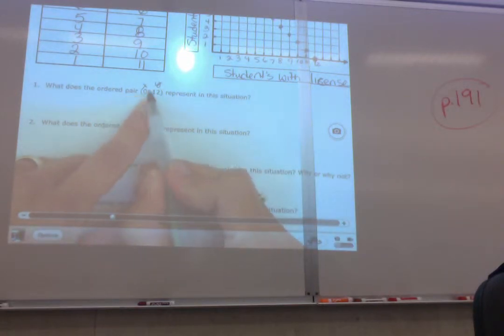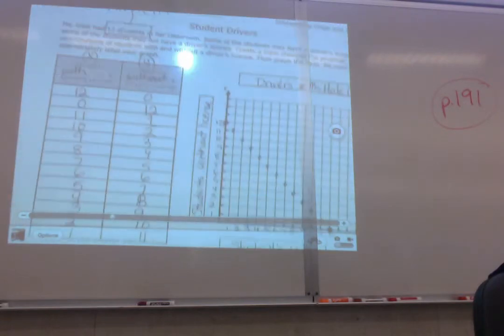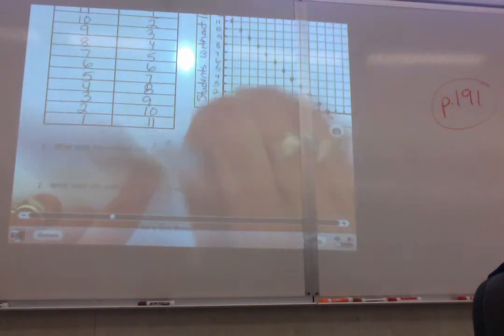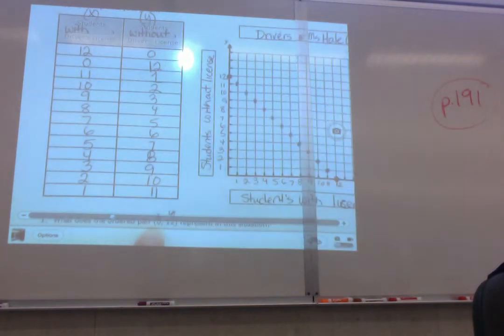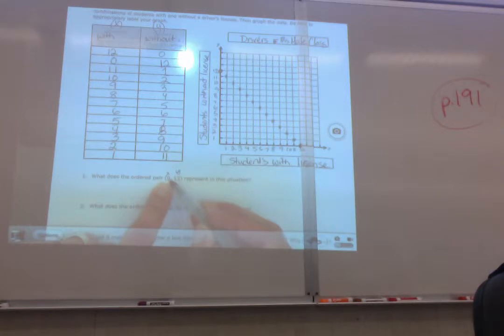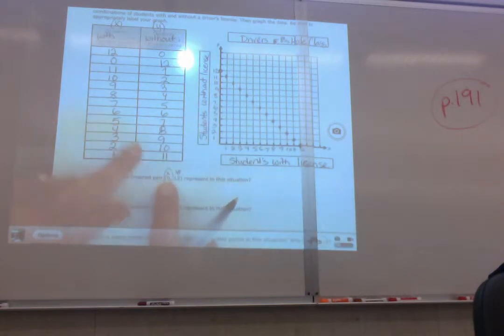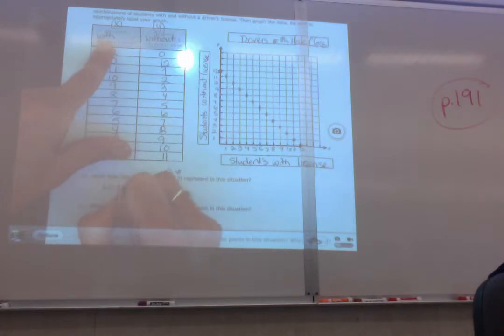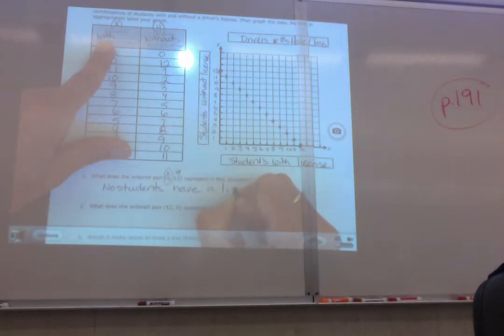This 0 is an x, that 12 is a y. In our table, left hand is the x, right hand is the y. So 0 on this side, what does that mean? What does that column represent? Yes. Students without driver's license. So what does this 0 mean? Students. If this is the x and the x is 0, so how many have license? So this means no students have a license.